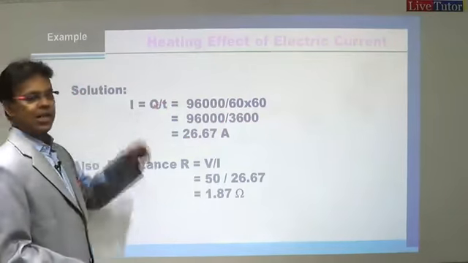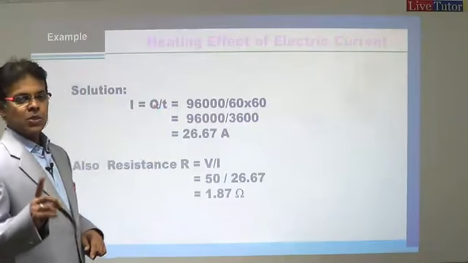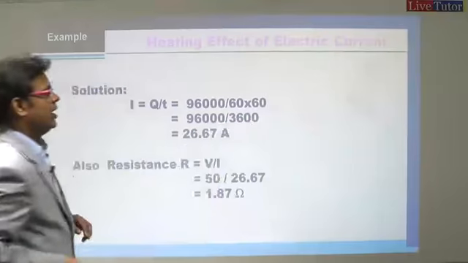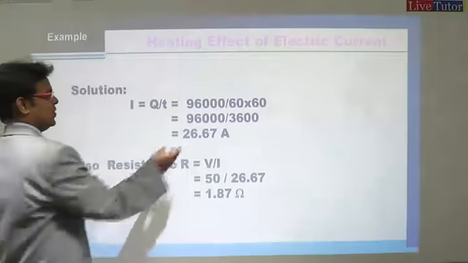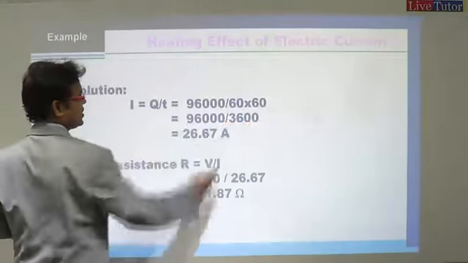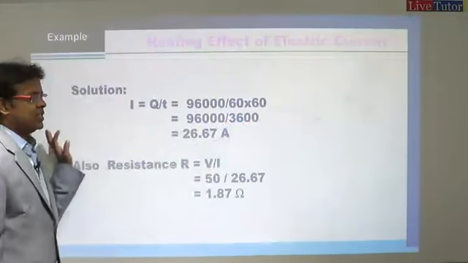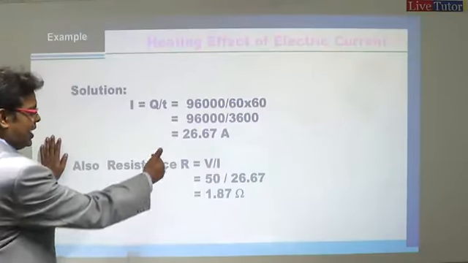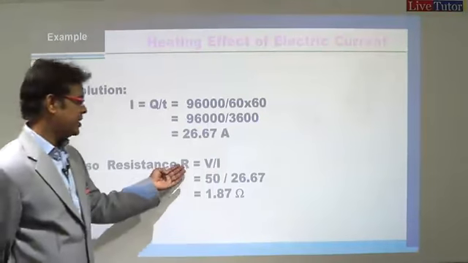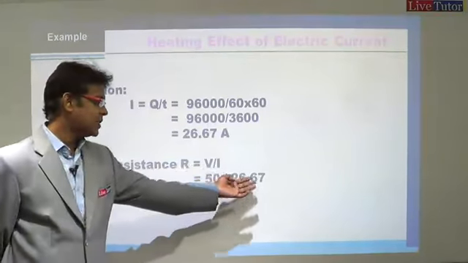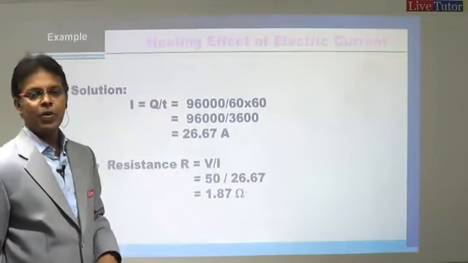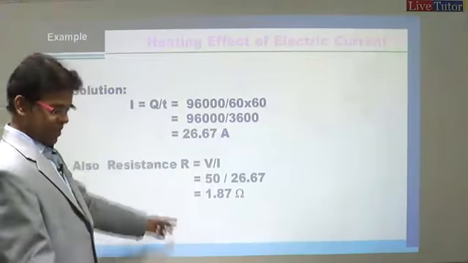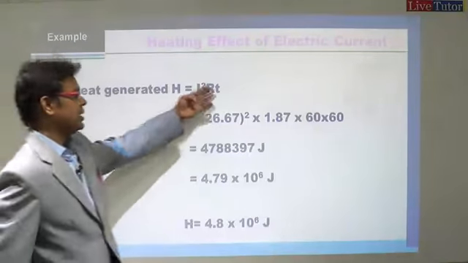But time T here is given as 1 hour. So 1 hour is nothing but 3600 seconds. Always it should be mentioned in terms of seconds only. So 96,000 divided by 3600. So you will get 26.67 ampere. And from this current we can find out resistance, V by I, 50 by 26.67, which is nothing but 1.87. Right. So by using these two data, we can find out H, I square RT.